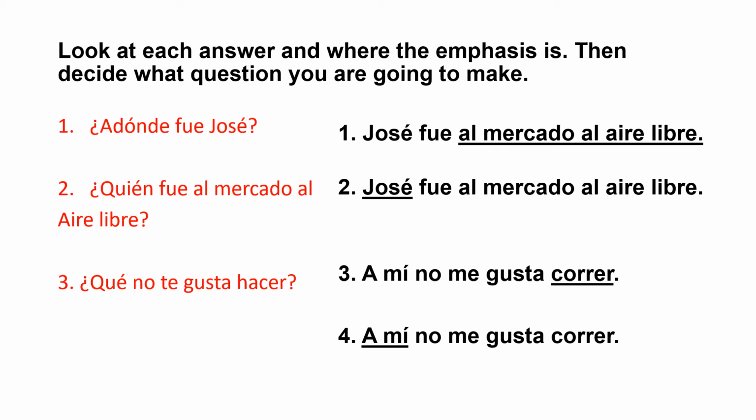Now look at the following answer. Here I am emphasizing who doesn't like to run. So I'm saying, a mí no me gusta correr. I'm not saying that Pablo doesn't like to run, Mary doesn't like to run. I'm saying I don't like to run. So you should ask, who doesn't like to run? ¿A quién no le gusta correr? And don't forget, before using the verb gustar, we always use the a before quién.